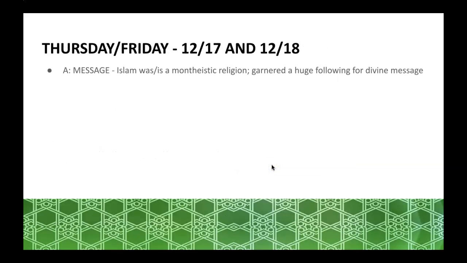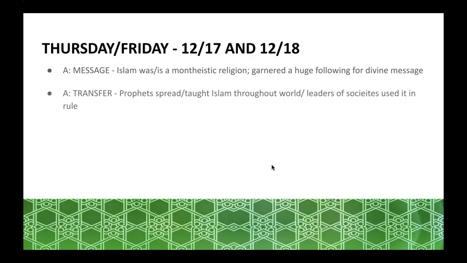We talked about the overall message of Islam being appealing throughout world history in that it was a monotheistic religion for the time, which of course encouraged other people to abandon their old ways of idol worship and leave other religious sects, and of course combine to form a Muslim majority. So Islam over time garnered a huge following with a divine message.